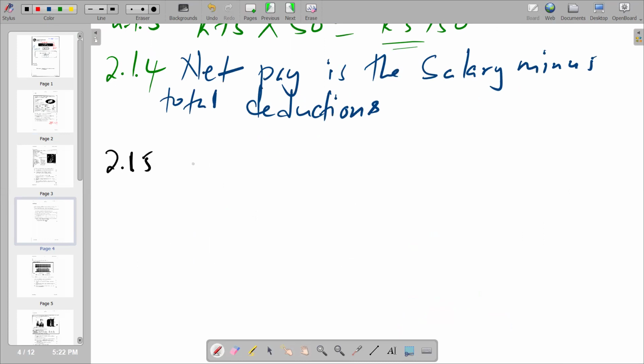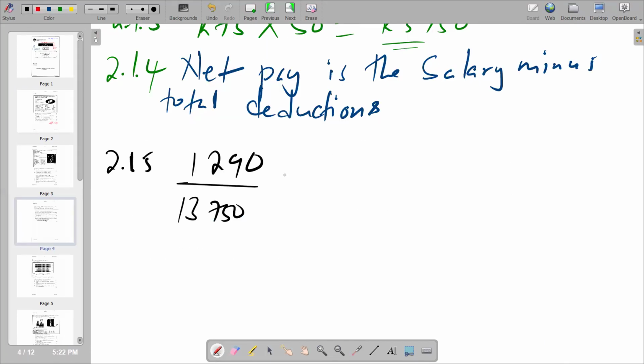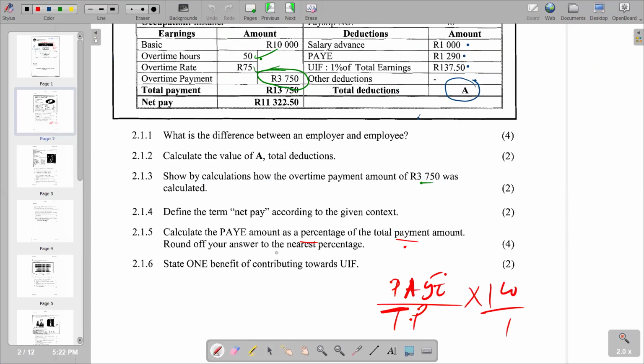Whereby we are saying the payee is 1,290, and then the total payment is 13,750. So we have 13,750, and then we multiply by 100/1. Calculate it, and you see that we are going to get 9.3818 as a percentage.